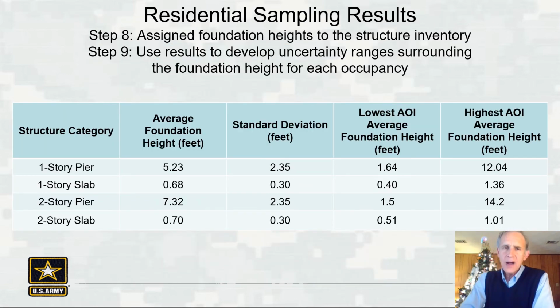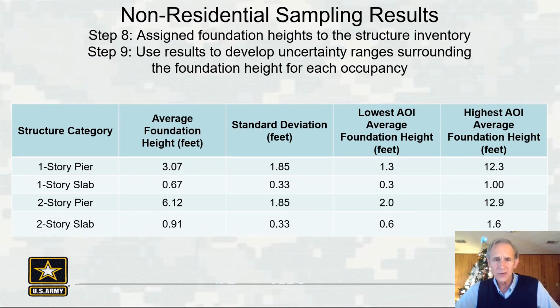So then from step 8, after we discussed, we assigned the heights to the rest of the structure inventory. Step 9 was we used the results to develop the uncertainty ranges surrounding the foundation height. And you can see that we had the average height and the standard deviations that went along with that. And we had the lowest height of a structure and the highest above the ground for the different types of structures. It gives us a range.